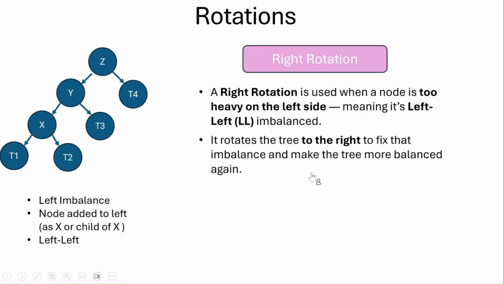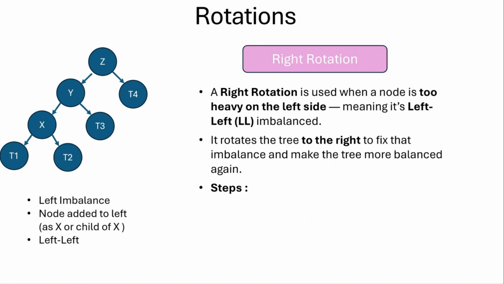Let's understand how. To understand how the tree structure changes, we have also represented here T1, T2, T3, T4, which are basically children of Z, Y, X, right? So when the rotation happens, how it will impact these children or subtrees of X, Y, Z will be easy to understand.